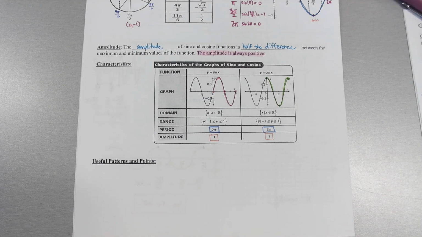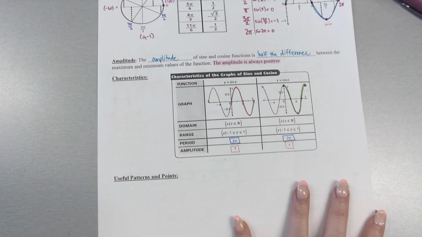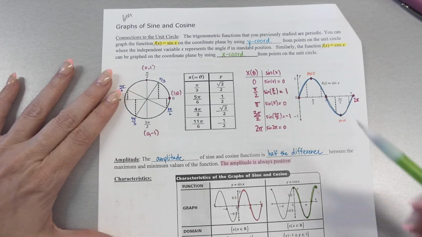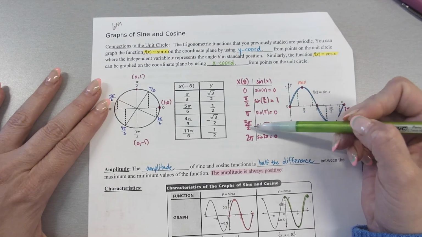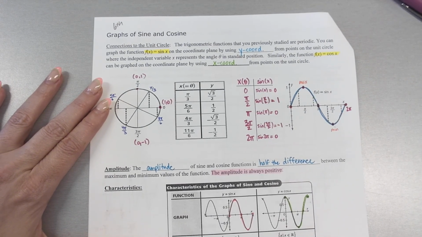So yesterday we talked about how the unit circle is related to your graphs of sine and cosine. I also told you that we focus on these certain points because they are really nice and easy to graph, versus some of those points that have the square roots in them, like root 2 over 2, root 3 over 2. Those aren't going to be as nice to graph. So we're going to focus on 0, pi over 2, pi, 3 pi over 2, and 2 pi.